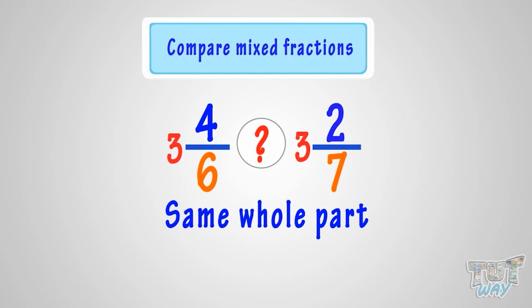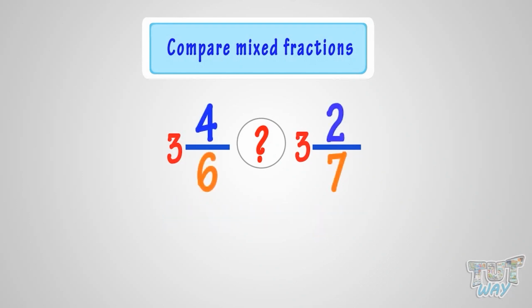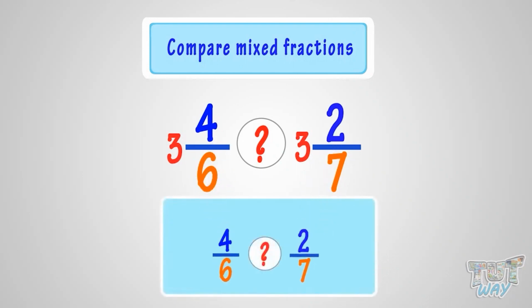So we will compare the fraction parts, and the number with the bigger fraction will be the bigger number. So we have to compare 4 by 6 and 2 by 7. They are unlike fractions. So compare them the way we compare unlike fractions.